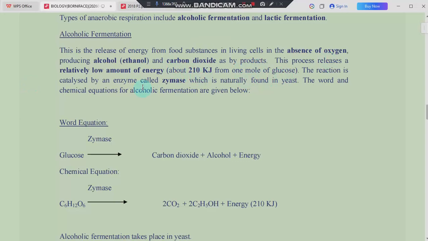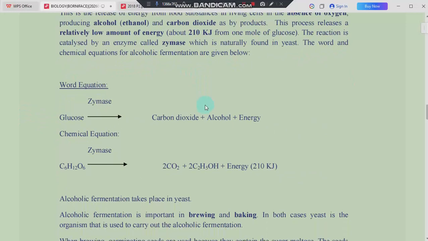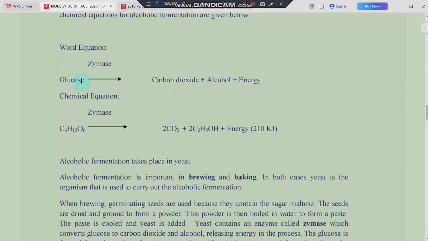So this reaction is catalyzed by an enzyme called zymase. This zymase is naturally found in yeast. So the word and chemical equation for alcoholic fermentation is given below. So here is our word equation. We have glucose. Remember, we said this one happens in the absence of oxygen. So there is no oxygen. We just have glucose in the presence of zymase, which is an enzyme found in yeast. This is going to help produce carbon dioxide and alcohol as well as energy.